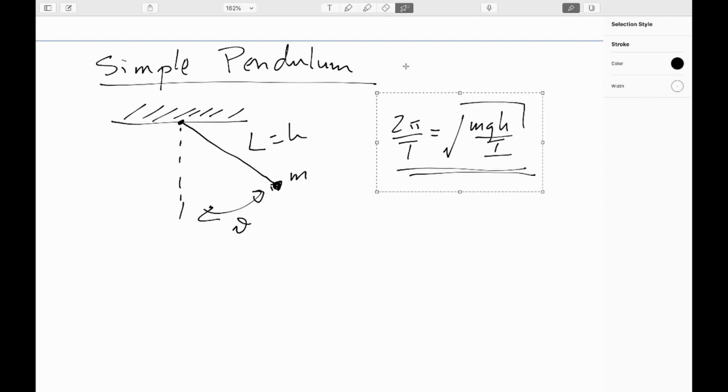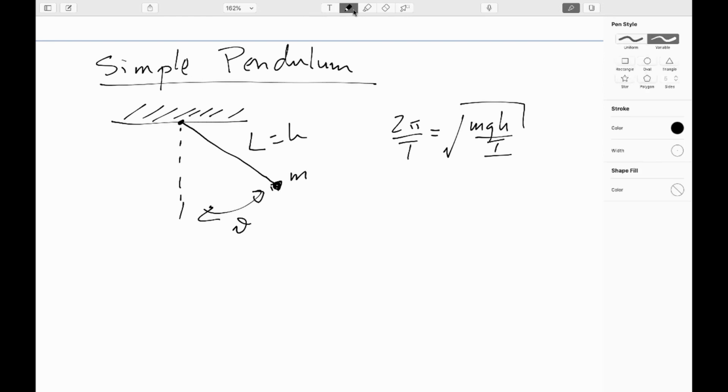We can reuse our simple pendulum result from before. But now we can start to put in for H and for I. So we identified that H was equal to L. So what about the moment of inertia? Well, this is just a point mass.